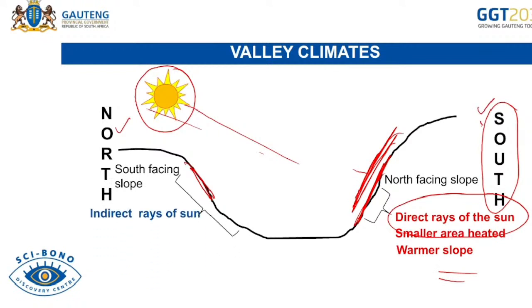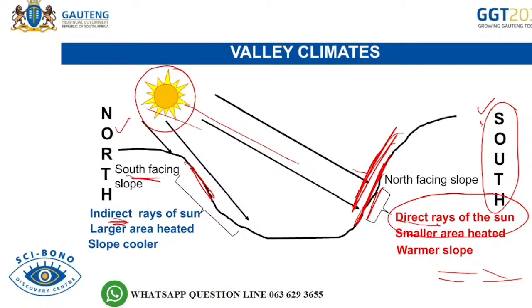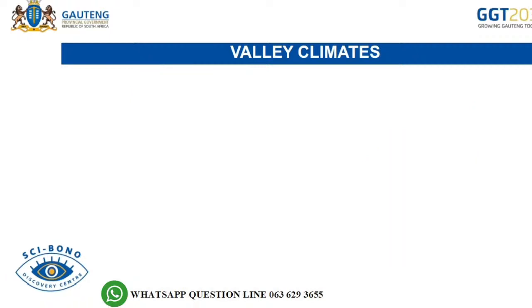On the other side, my south-facing slope only receives indirect sun rays from the sun. It's a larger area that's being heated, so that slope is cooler. And there you can see arrow-wise that my north-facing slope receives direct sunlight over a small area. My south-facing slope has a larger area, which means it's a larger area that needs to be heated up.